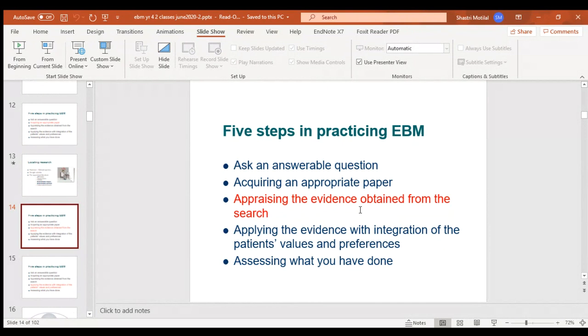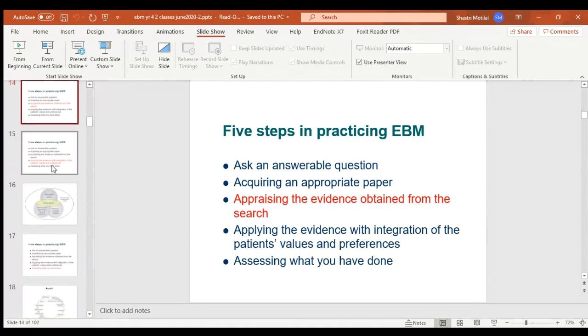At your level, at this stage, for you guys in year 4, we don't go through appraisals. We do this with our postgrad students, but definitely appraisals of the literature is something that you will be doing later on, but soon in your medical careers. The fourth step in evidence-based medicine is applying the evidence, considering the patient values.